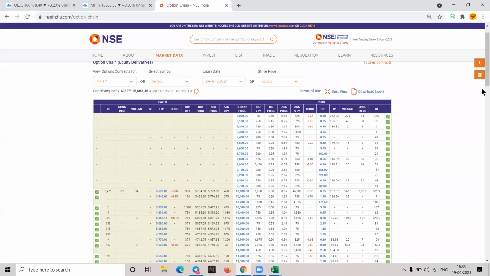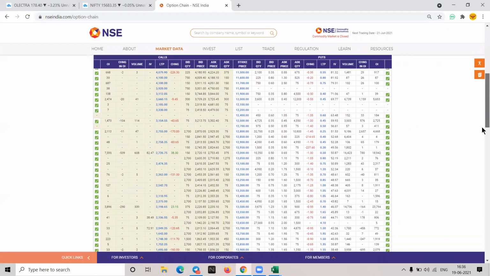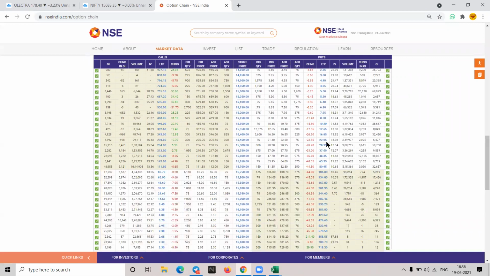If you go down, this is where the market is running at present. The strike price difference is almost 50: 15,700, 15,650, 600, 550. On the upward side, 15,750, 800. So there is a 50 gap between the strike prices. At each strike price, there are a few contracts which are traded. Let me tell you how the contracts work.